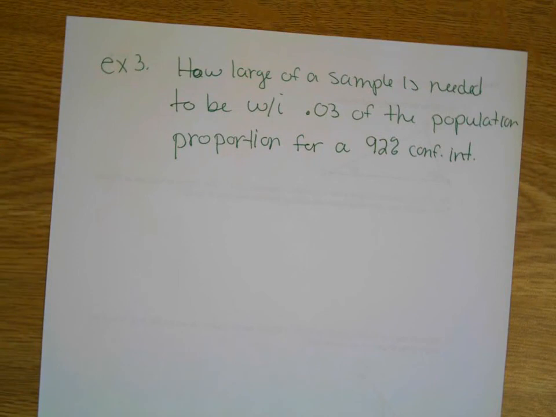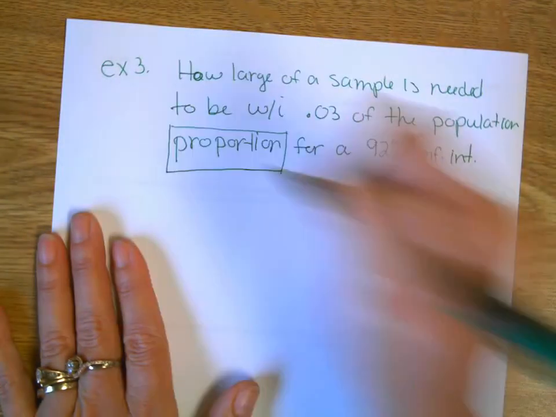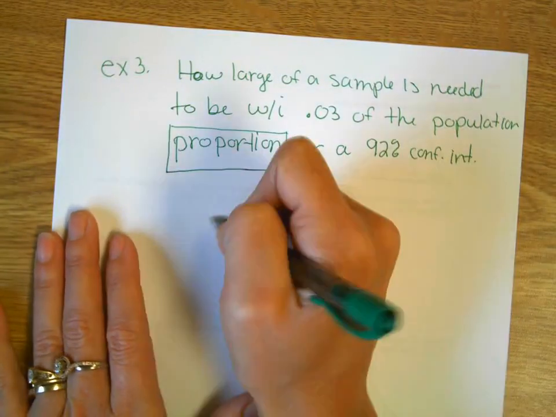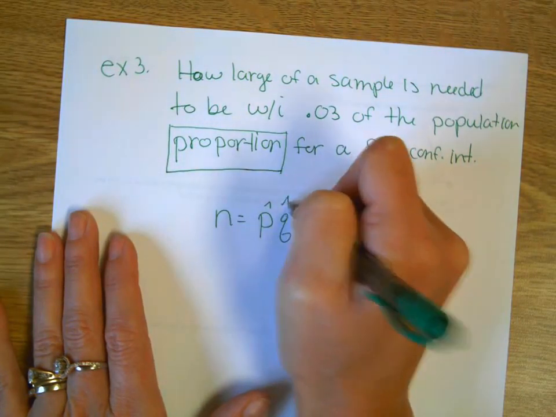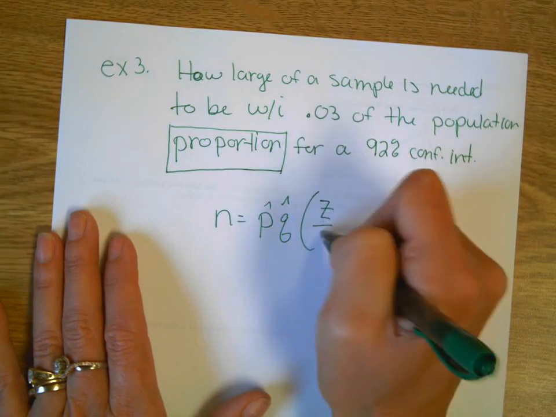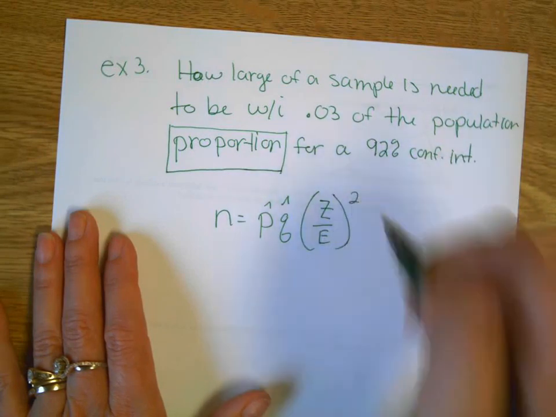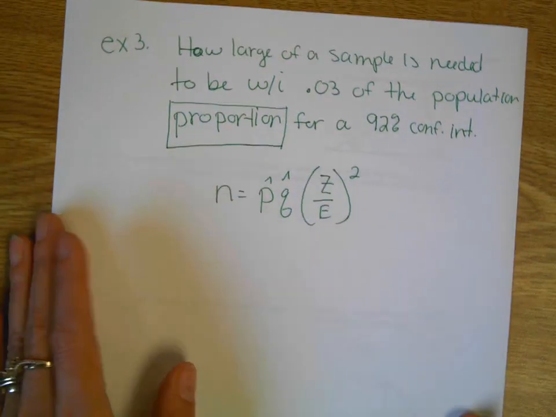Okay, this is the second minimum sample size formula you had. So how are you going to know which one you're supposed to use? The word proportion tells you to come to this section of your note card and use this formula we just had, which was n equals p hat q hat times z over e squared. So you've got to fill in 4 values.